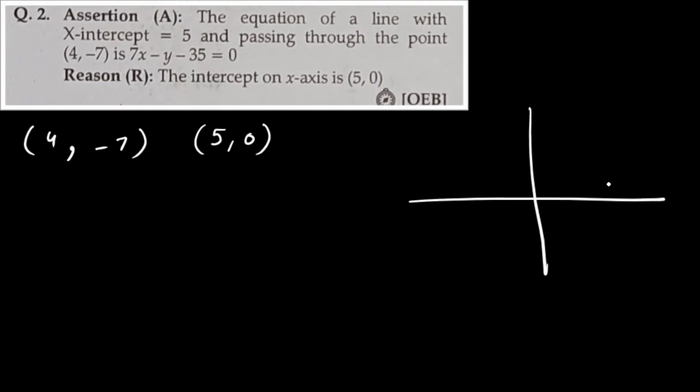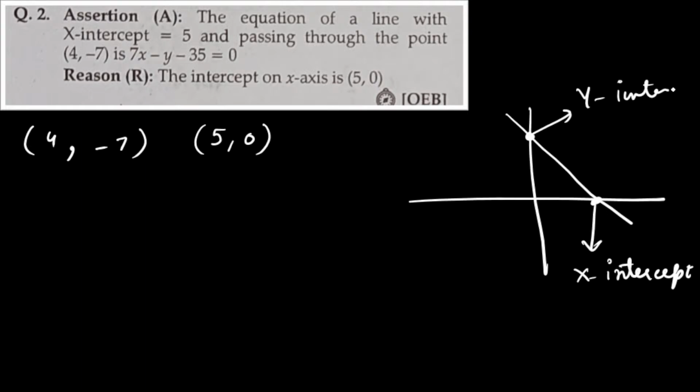Because if this is a Cartesian plane, and any line intersects the x-axis, that point will give us the x-intercept. The line where it intersects the x-axis gives the x-intercept, and where it intersects the y-axis gives the y-intercept. So the x-intercept we get on the x-axis, and on the x-axis the point always looks like x comma 0. The y-intercept is present on the y-axis, where the point looks like 0 comma y. So for that reason the x-intercept in coordinate form I am writing as 5 comma 0.